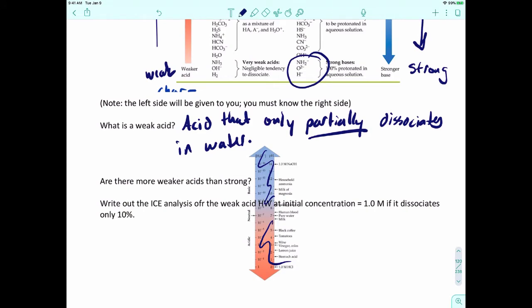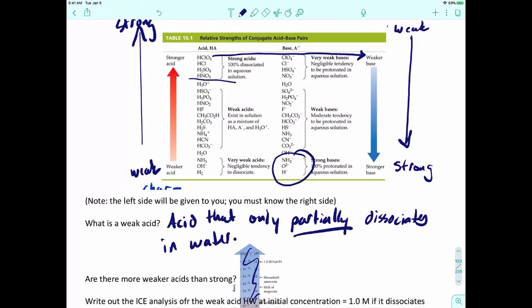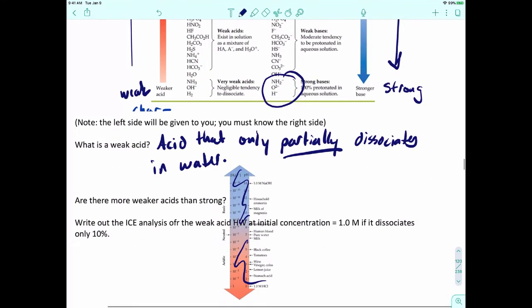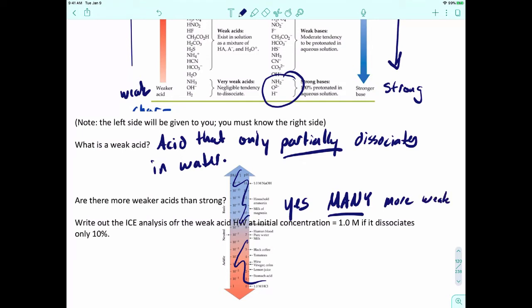Now, are there more weaker acids than stronger? Well, according to this list, here are your strongest acids, and then here are your weaker acids. So are there more weaker acids than strong? Yes, absolutely. Many more weaker acids. And so that means if you're not one of those 6 acids and you're a weaker acid, at equilibrium you're going to have a mixture of reactants and products.